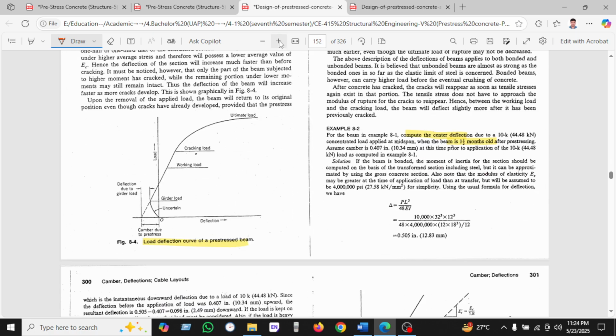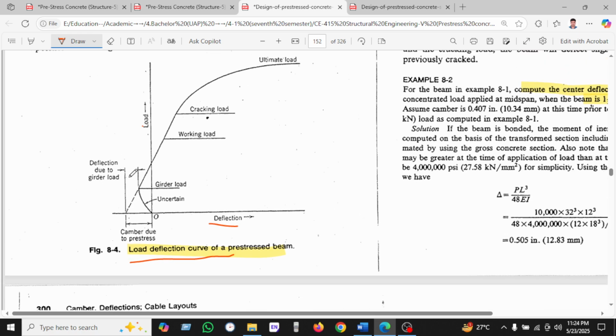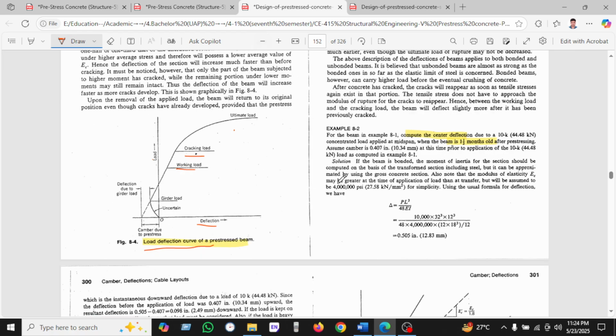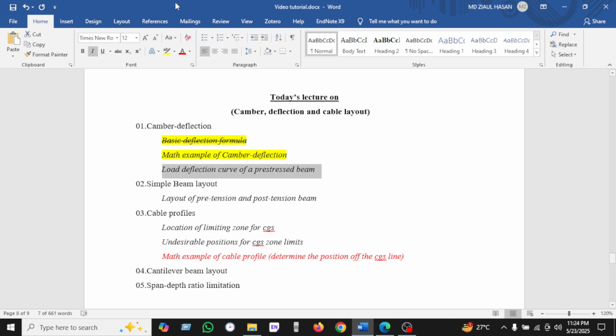Okay, so here we can see the load deflection curve. X is deflection, y is load, and this is the camber due to pre-stress, and it will be taken as minus, and the deflection due to girder we have found here, the girder load and uncertain load, and working load is here, cracking load is here, and ultimate load is here. So I think this is also in depth.